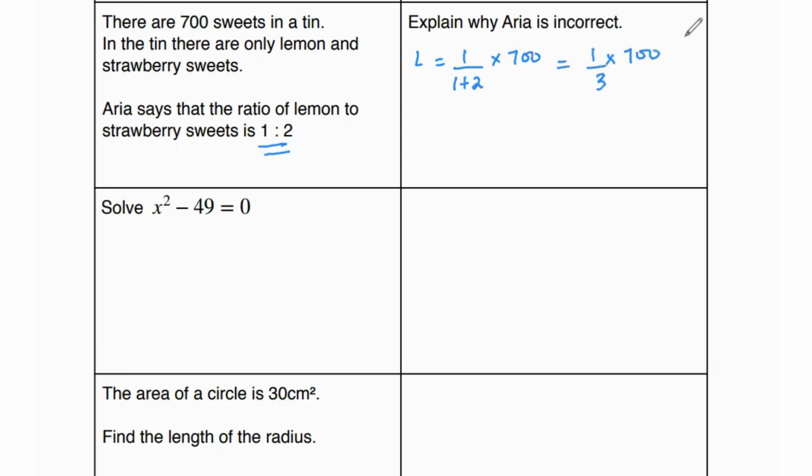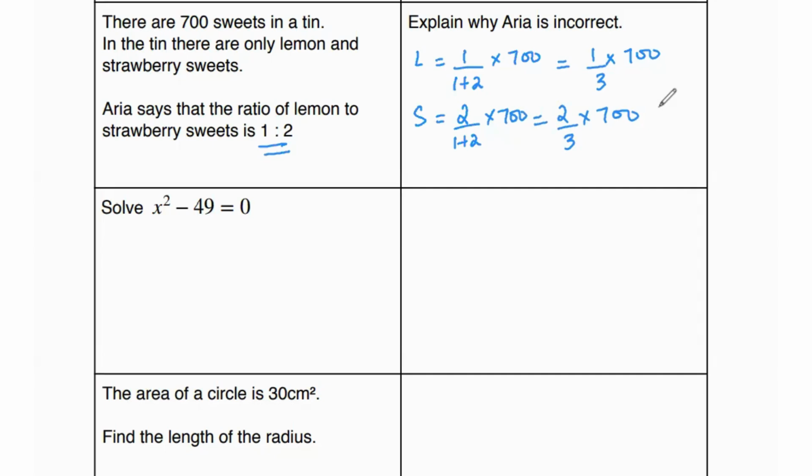Now, when you find 1/3 of 700, that's going to give us a decimal number. And we know that quantity of an object cannot be in decimal form. It has to be a whole number. Similarly, for the strawberry sweets, that's 2 over 1 plus 2 times 700, which is 2/3 of 700. And 2/3 of 700 is also a decimal number. And like I said before, the quantity of an object cannot be in decimals. It has to be a whole number.